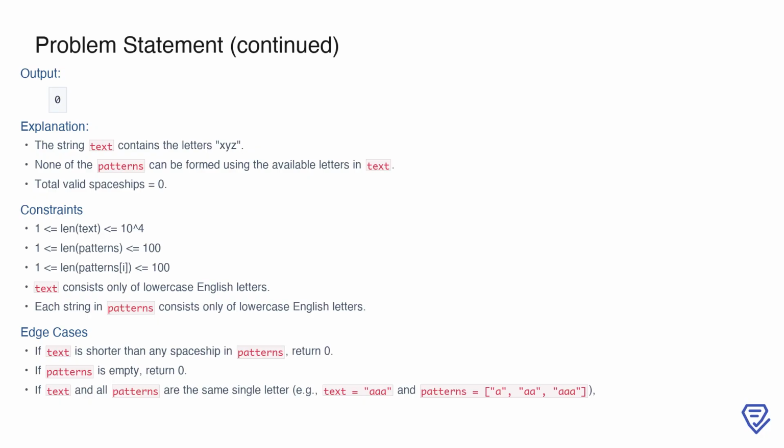Now, let's consider the constraints and edge cases. The length of text can be up to 10,000, so your solution needs to handle large inputs efficiently. If text is shorter than any pattern in patterns, it's impossible to form that spaceship, and you should return 0. Similarly, if patterns is empty, you return 0, as there are no spaceships to form.